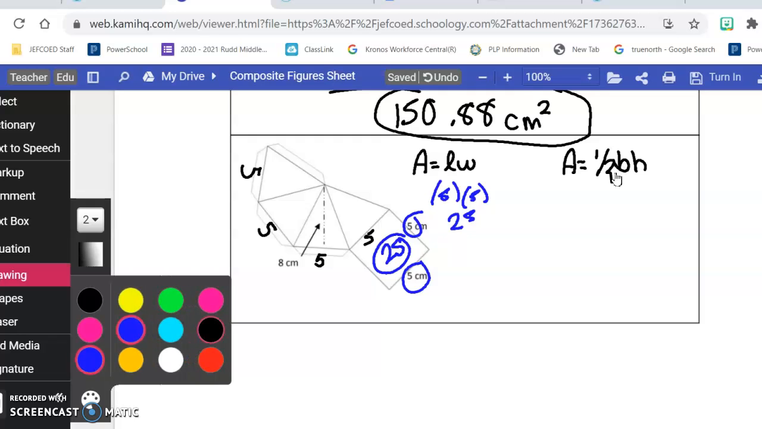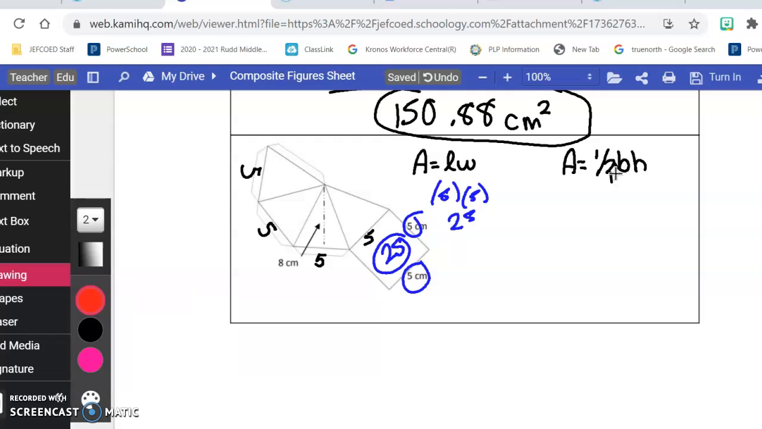Now let's look at our other figures here. We've got these triangles, and look, they're all the same size. So if we can find one, we can pretty much find the area of them all. So let's see, the base of any of these triangles is 5. The height for all of these triangles is just 8. So let's do this. Half of base 5 times 8.